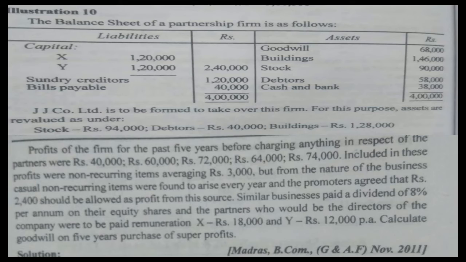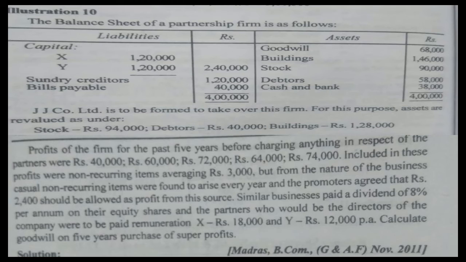So when revaluation is done, we have to take that. The profit for the firm of the past 5 years is 40,000, 60,000, 72,000, 64,000, 74,000. Included in these profits were non-recurring items averaging 3,000, but from the nature of the business, casual non-recurring items were found to be raised every year, and the promoter agreed that rupees 2,400 should be allowed as a profit from this source.